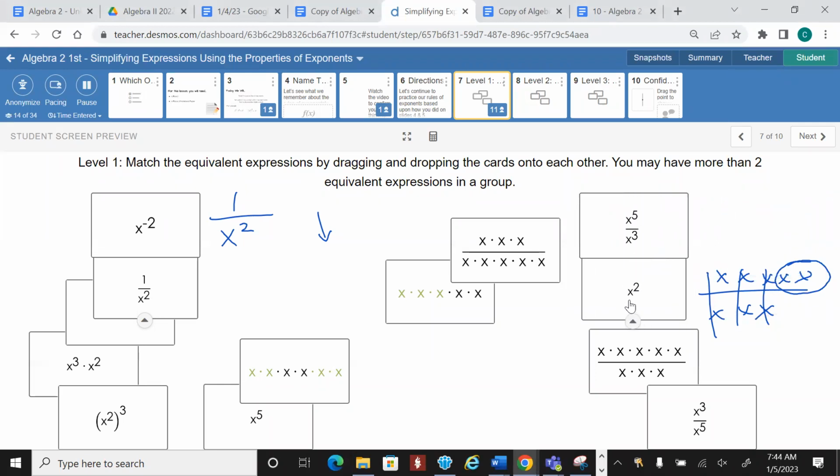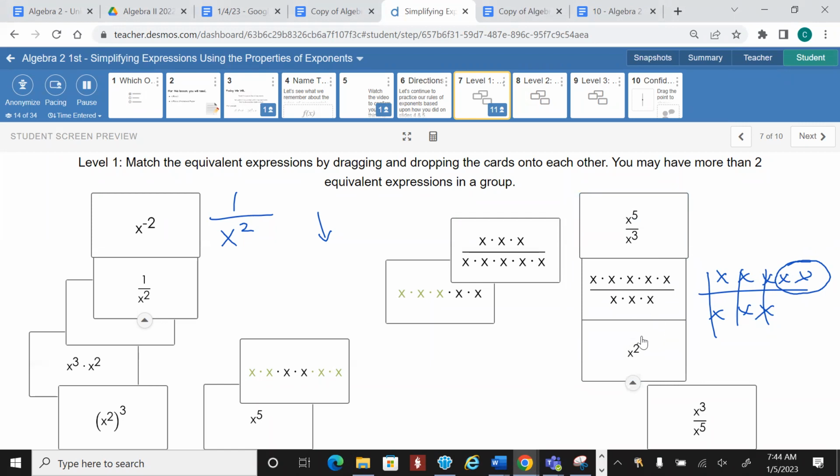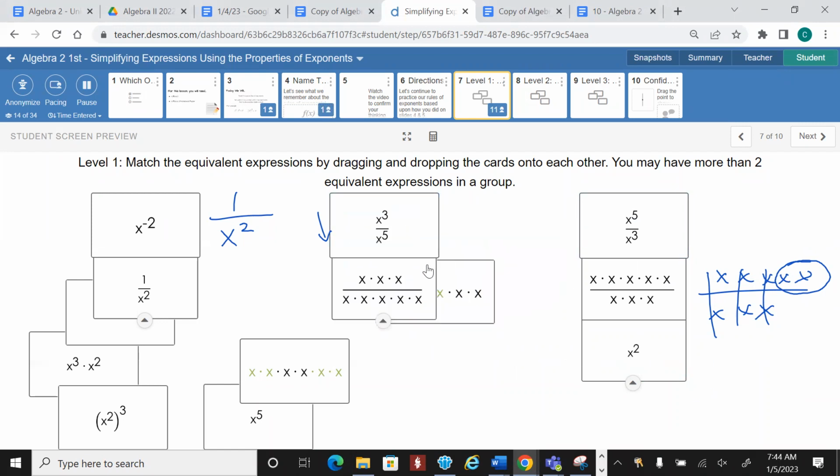So these two are going to match up. This right here, these 5 x's and 3 x's in the bottom, is what I just drew. So those are going to go with this card. I've got x to the 3rd divided by x to the 5th, so I'm going to have 3 x's in the top and 5 x's in the bottom. So those are going to match up.